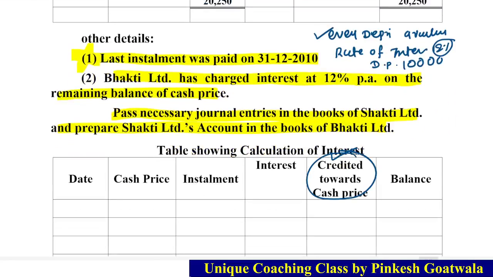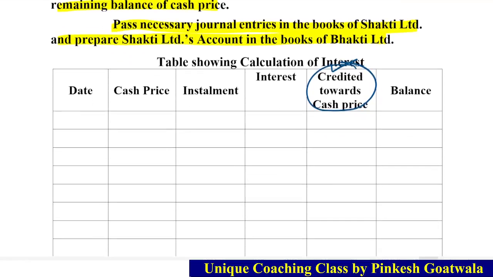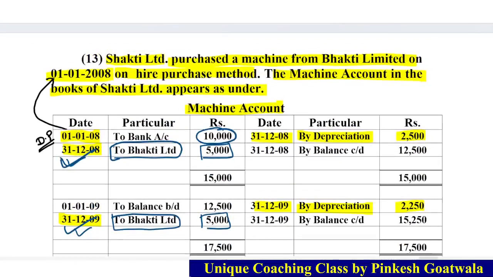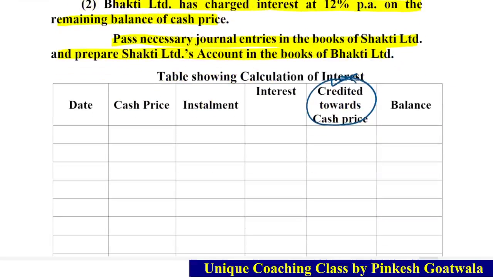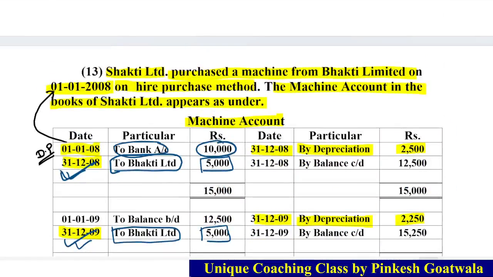So that's our clue. So let's start our table. Let's first of all write the date when the purchase was done: 1-1-8. Then next 31st December 8. After that 31st December 9. 31st December 10. Okay, on this date we have a down payment of 10,000. The down payment is available for this date. I just told you it is a bank account, so common, it's a down payment.